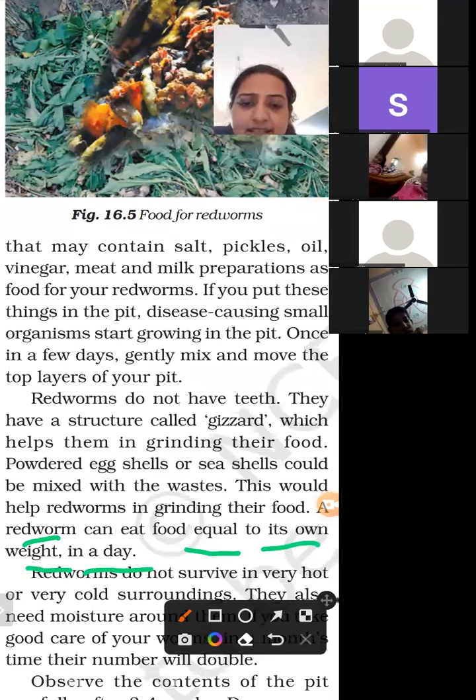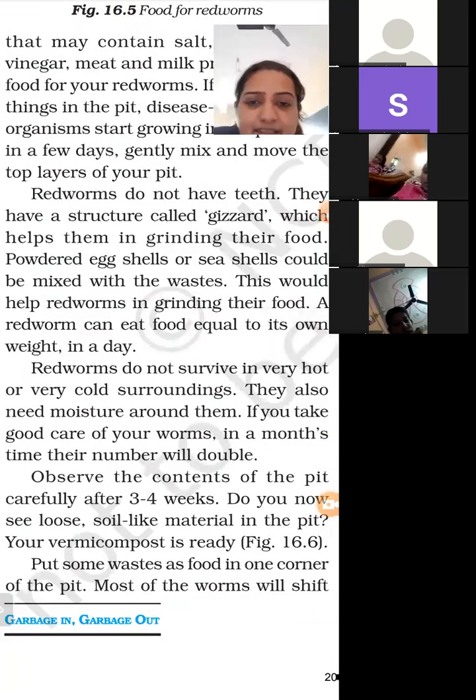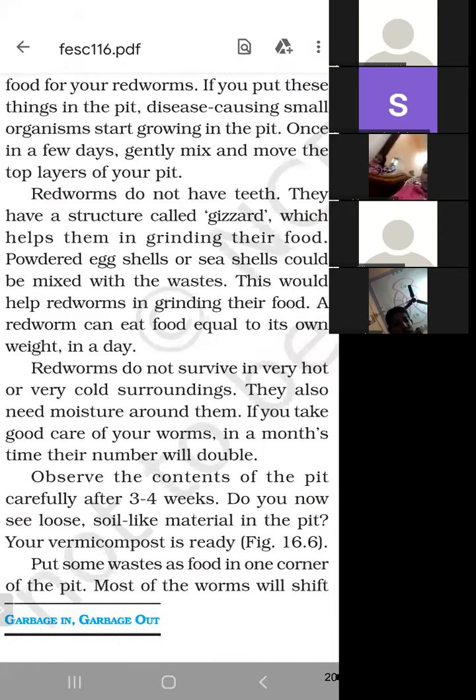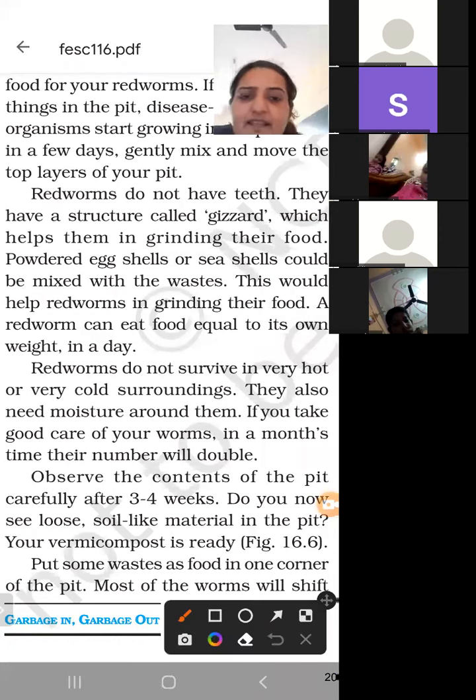एक दिन में वो अपने वेट के बराबर खाना खाते हैं. रेडवर्म अपने जितना उसका वेट होता है एक दिन में वो उतना ही खाना खाते हैं. So red worms do not survive in very hot and cold surroundings. So red worms ज्यादा गर्मी में ज्यादा सर्दी में सर्वाइव नहीं कर पाते. उनको क्या चाहिए? मॉइस्चर. So how can we take care of red worms?